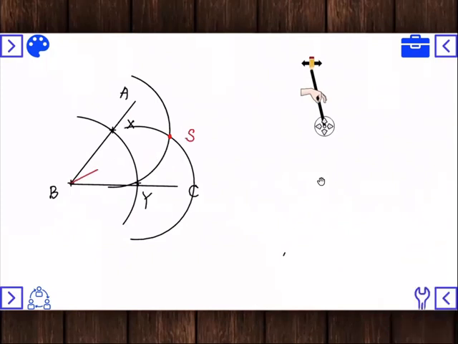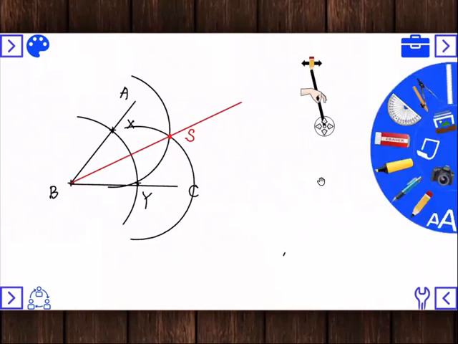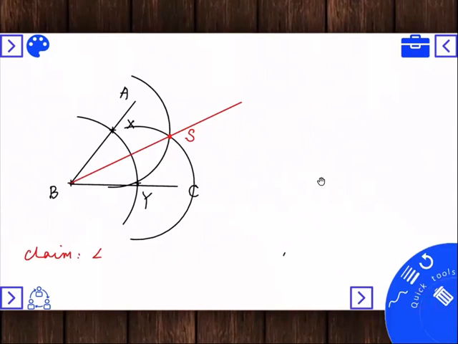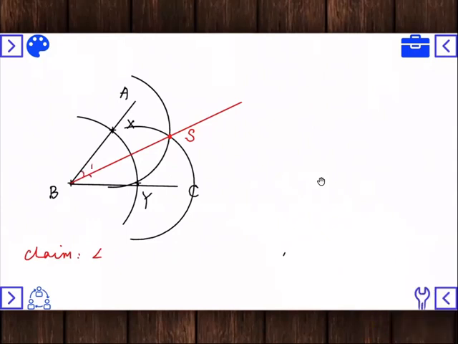right? And we call this intersection S. Now we connect B and S. And the method is claiming that if you follow all these steps, then BS will be the angle bisector, which means, so the claim is angle BA, sorry, let's just call it, let's call this 1 and call this 2. So angle 1 is equal to angle 2.